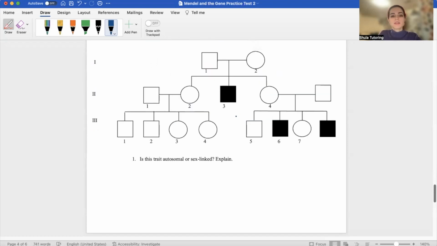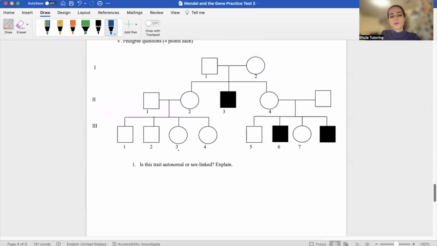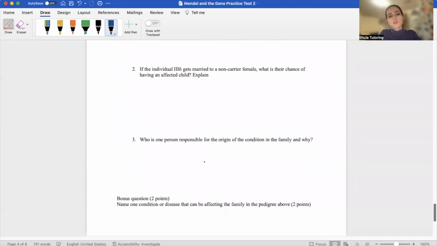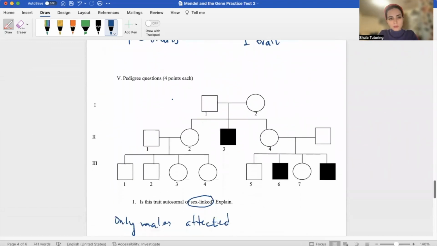First question, is this trait autosomal or sex-linked? Well, if you look at the pedigree, you will see that only males are affected. So if you look at the pedigree and females and males are affected approximately at the same rate, then it's autosomal. If it's practically only males that are affected, then the trait is sex-linked. Only males affected.